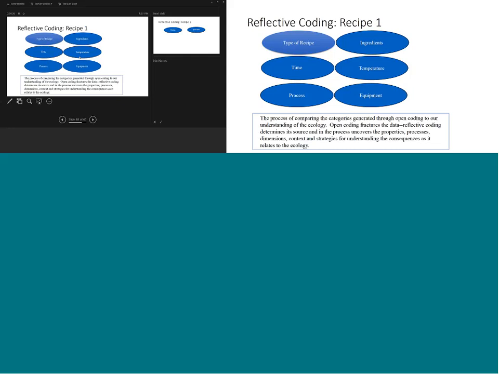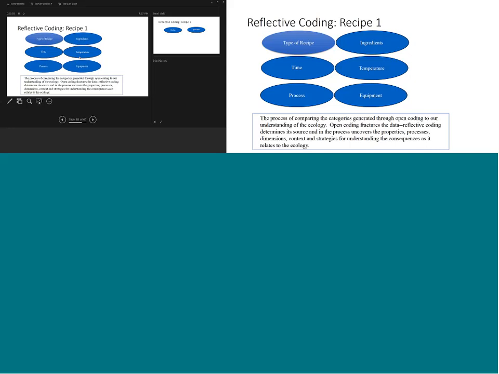As I started looking at my interview, I started thinking about how do I begin to combine or coalesce those open codes into core categories or code categories. The categories or properties that started to emerge for me were the type of recipe, the time, process, equipment, temperature, and ingredients.